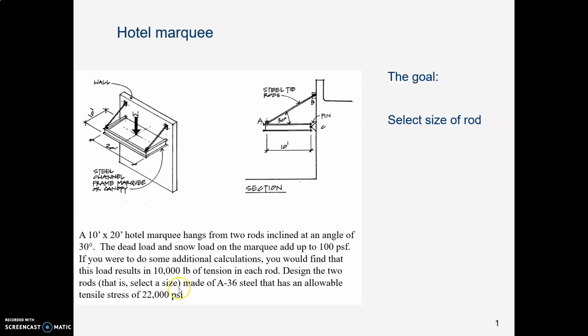So here our book is telling us all this stuff about this marquee. For now, let's just notice that he tells us it's 10 feet by 20 feet, and that the dead load and live load total up to 100 pounds per square foot. So let's go on from there.